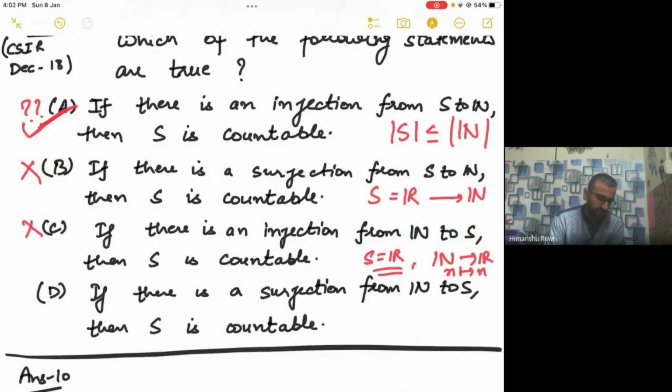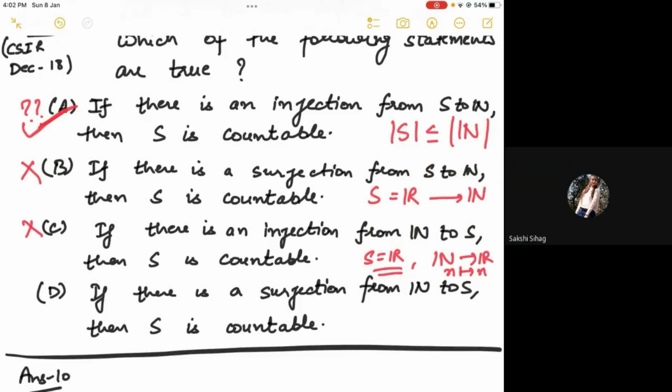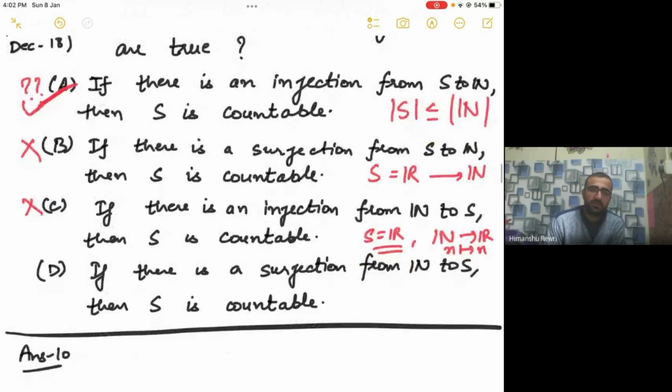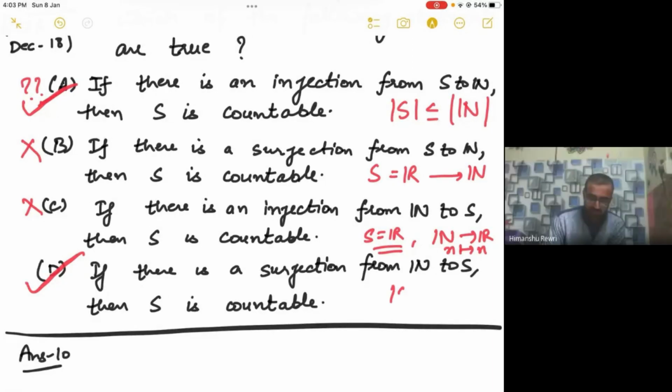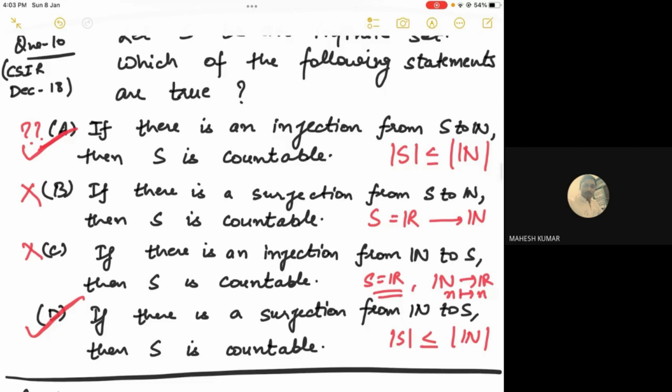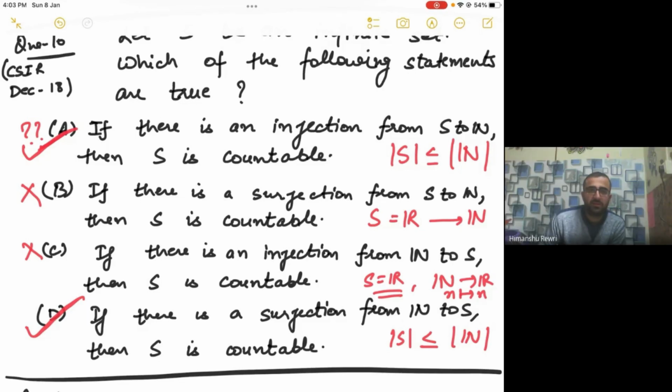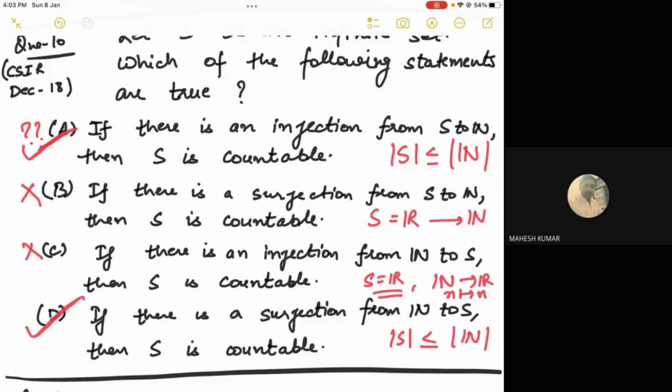What about option D? Correct. True. Why? Because a surjection is there, every element of the codomain will have a pre-image. This implies that the cardinality of S is less than or equal to the cardinality of N. And a set with that property is countable. So is question number 10 clear? Yes, sir, clear.